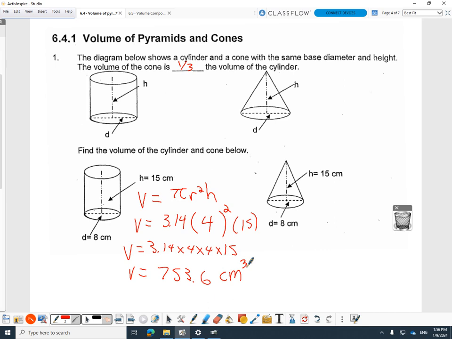Now let me show you this. To do the cone, all you do is take 753.6 and divide it by 3. You do all the same stuff. It's just when you're done, you divide by 3.